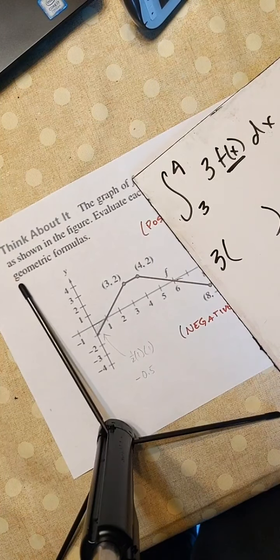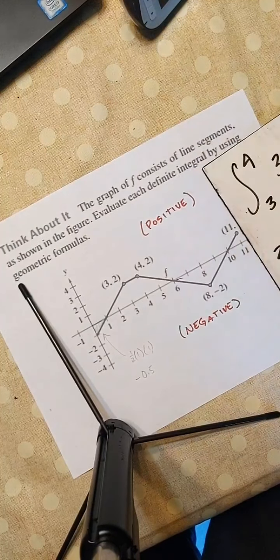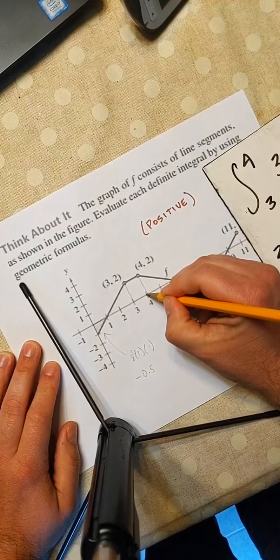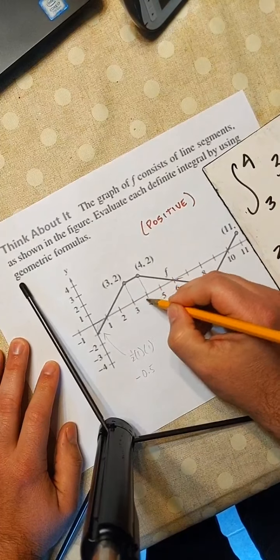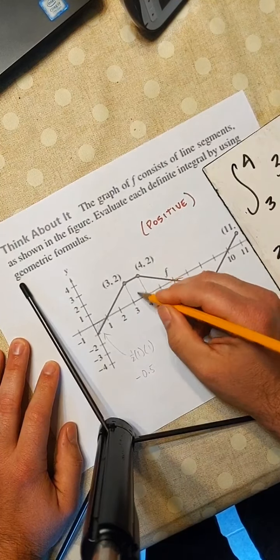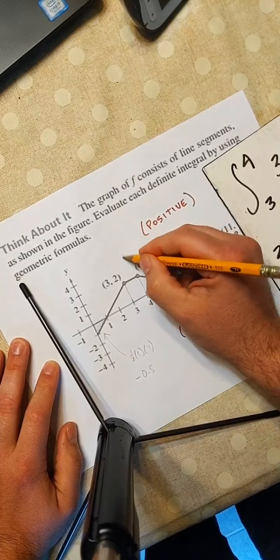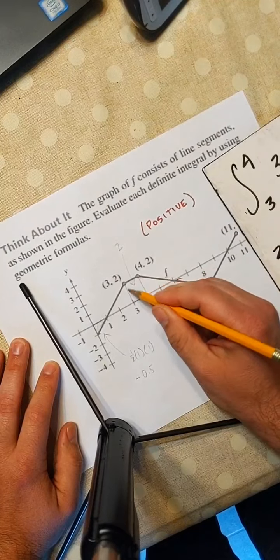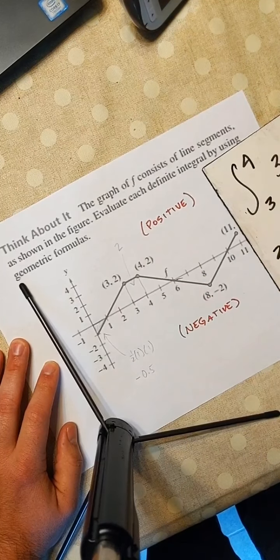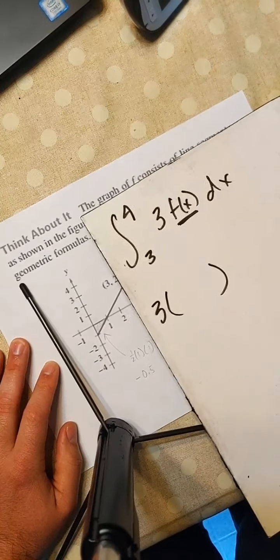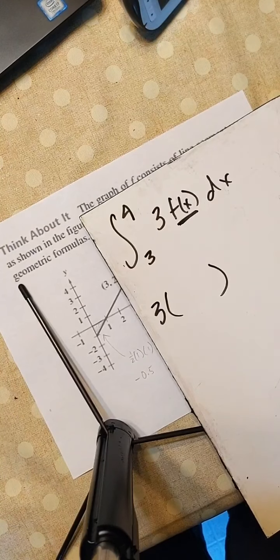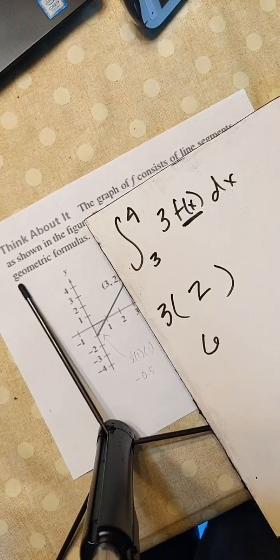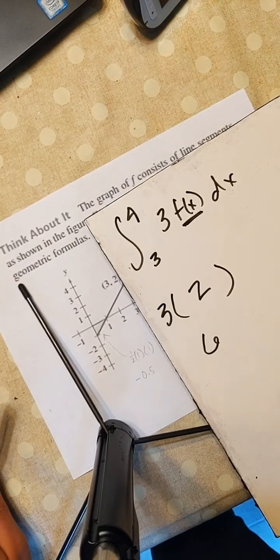So we're just going to look back at our graph. We're going to look from 3 to 4. So that's right here, from 3 to 4. That makes a very nice box that's over 1, up 2. So this right here has an area of 2. But since we're going to do the integral of 3 times that, we're going to take that normal area of 2 and times it by 3. So we should get 6.